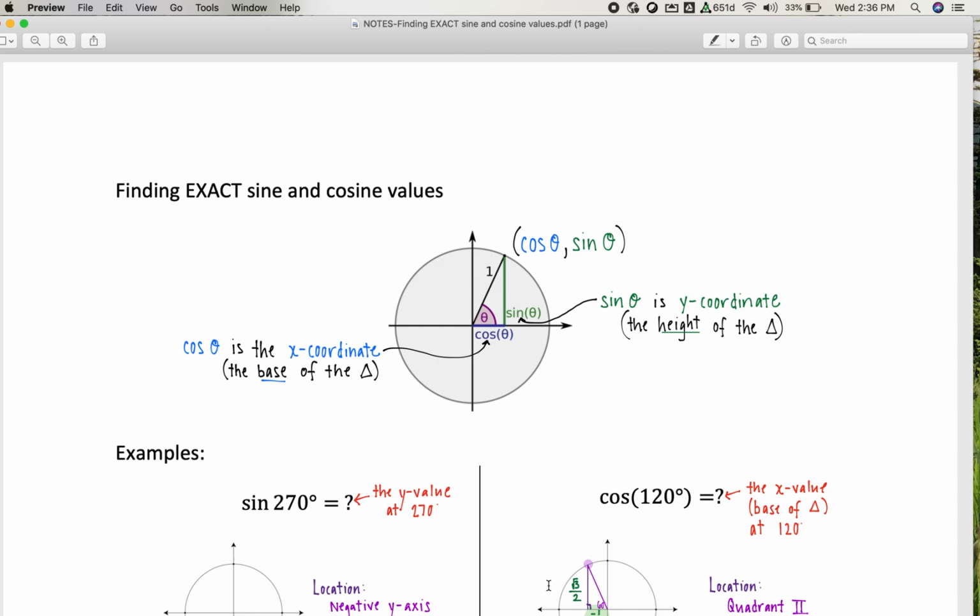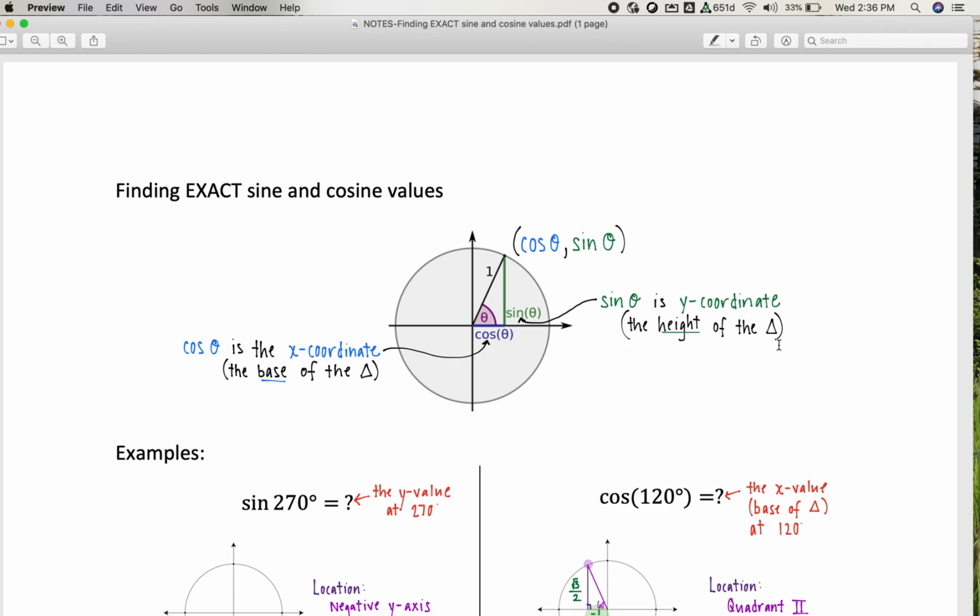Today we're going to practice finding exact sine and cosine values of some of our special landmark angles or locations as we move around the unit circle. We've seen in the past that when we think about a coordinate on the unit circle, the x-coordinate is always the cosine value of that angle, and the y-coordinate is always the sine of that angle.